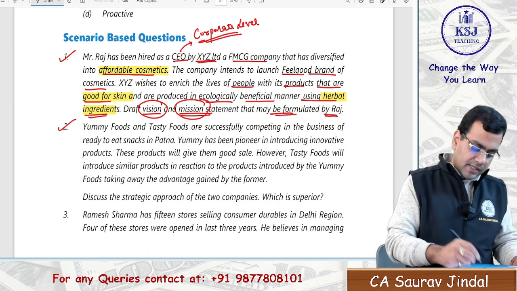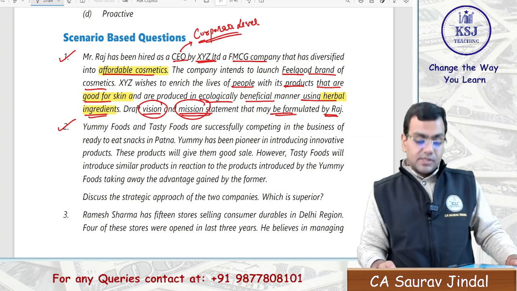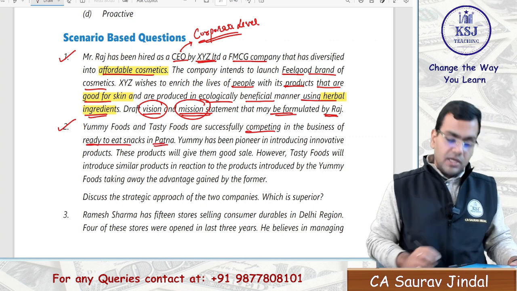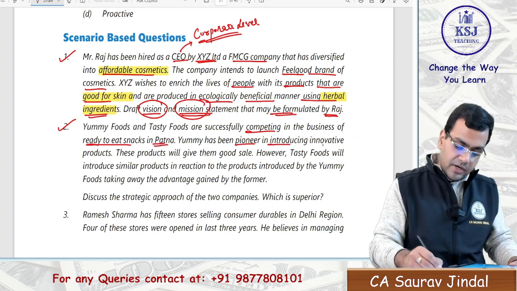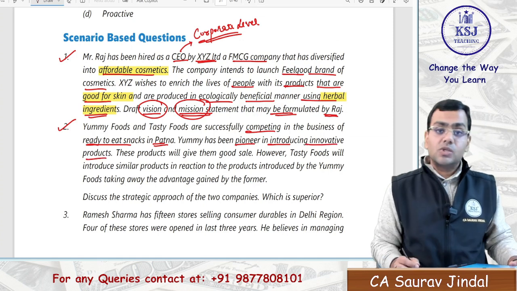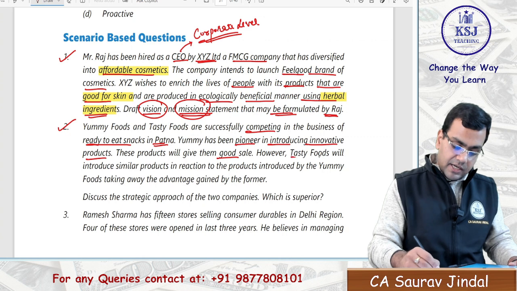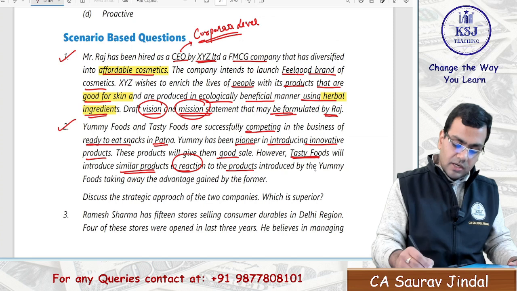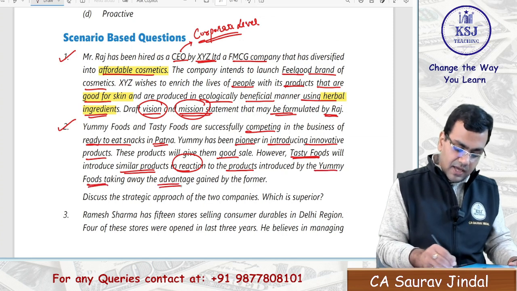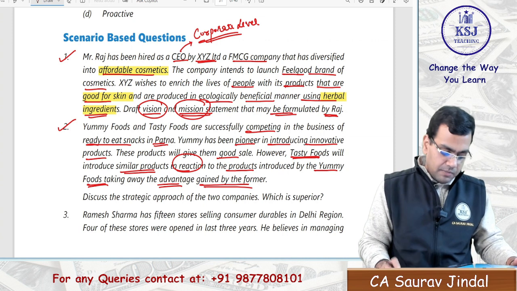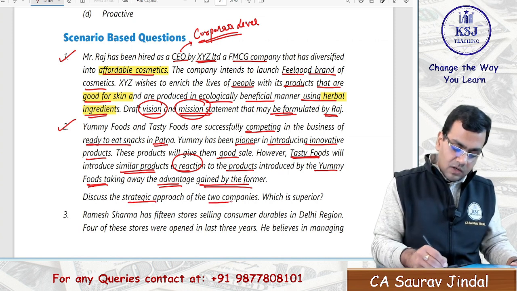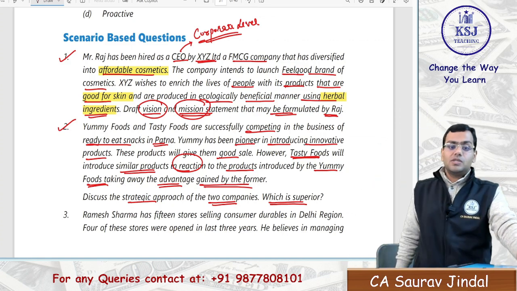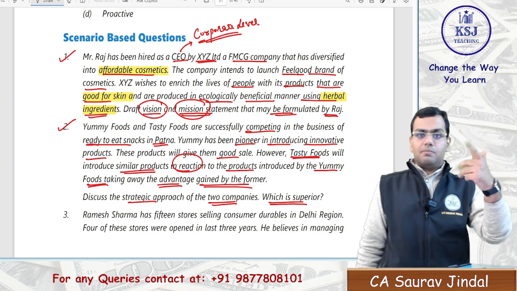The second one says, Yummy Foods and Tasty Foods are successfully competing in the business of ready-to-eat snacks in Patna. Yummy has been a pioneer in introducing innovative products. These products will give them good sales. However, Tasty Foods will introduce similar products in reaction to the products introduced by Yummy Foods, taking away the advantage gained by the former. Discuss the strategic approach of the two companies. Which one is superior? Now, if you talk about the strategic approach, what are the two strategic approaches?